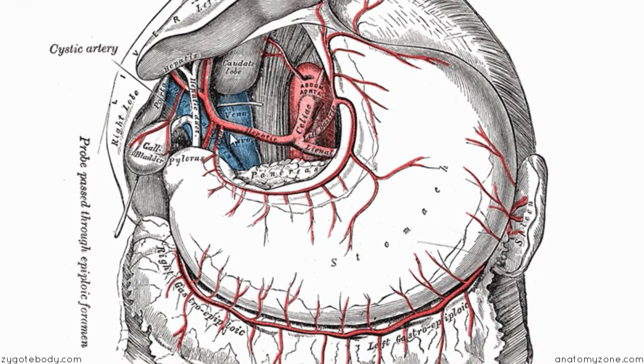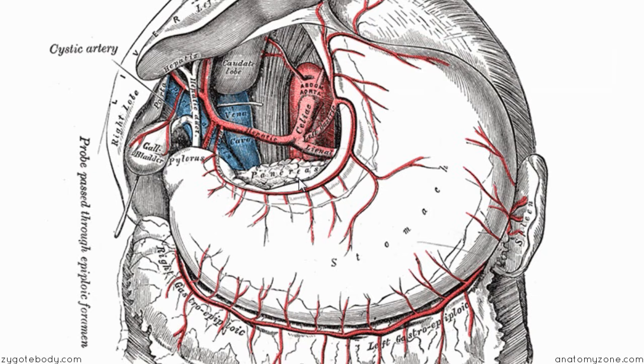So I've shown you the vessels which come off and run along the lesser curvature of the stomach, but you can also see that there's a vessel here which runs along the greater curvature of the stomach. Like the vessel which runs along the lesser curvature, this vessel is composed of two vessels which anastomose. So the first vessel I'm going to talk about is the left gastroepiploic artery, and this comes off the splenic artery, which is the next branch of the celiac trunk.